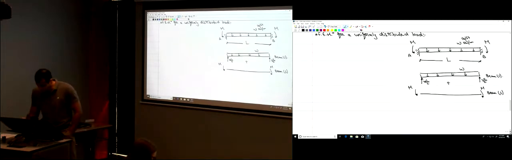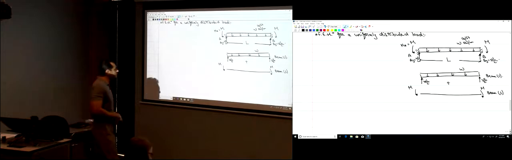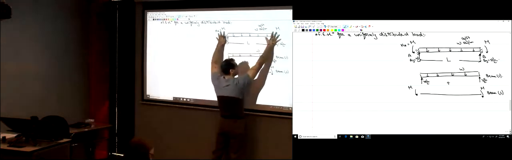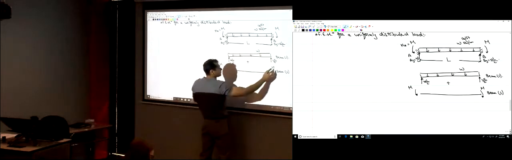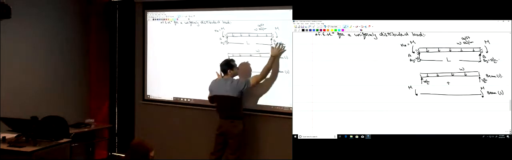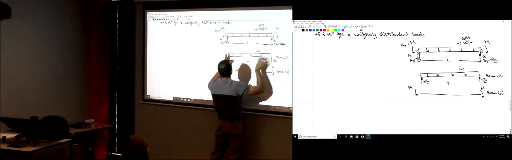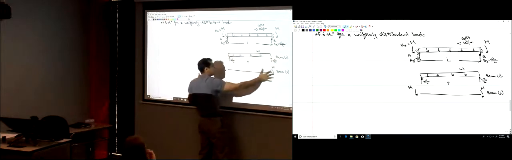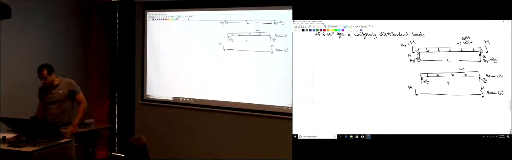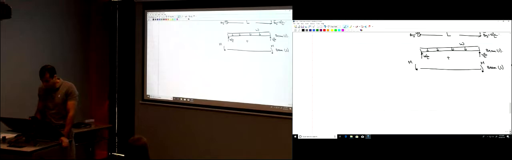The reaction here, AY, and this is MA equal to M. This is WL divided by 2. This is BY, also WL divided by 2. So I split those forces with the reaction into two parts. The moment part of the reaction comes to this beam, and this part of the reaction and the load come here. This one is in equilibrium, and this one is in equilibrium. Now I will draw the bending moment diagram for each of those beams.